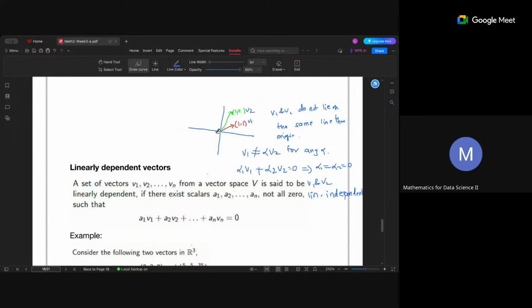So now let us take another vector which is on the same line as that of (1, 1). Maybe I will take (-1, -1). Let's call this V3. Now what can we say about V1 and V3? For V1 and V3, can I find alpha 1 and alpha 2 such that the linear combination is 0? Yes, ma'am. What are the coefficients?